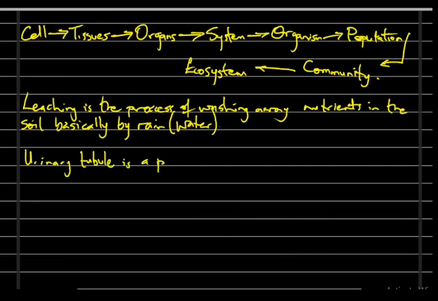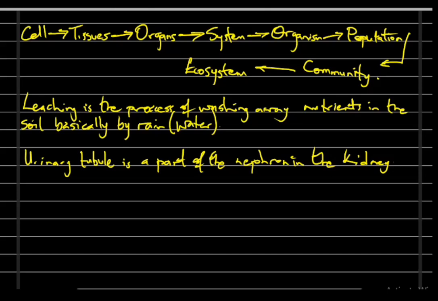Urinary tubule is a part of the nephron in the kidney. It is indeed responsible for production of urine, and this is done by it reabsorbing useful substances or metabolites from the filtrate. Useful substances like glucose, waste products, ions, and then it modifies the filtrate, and then it is called urine.